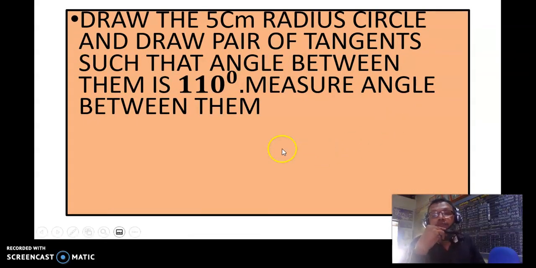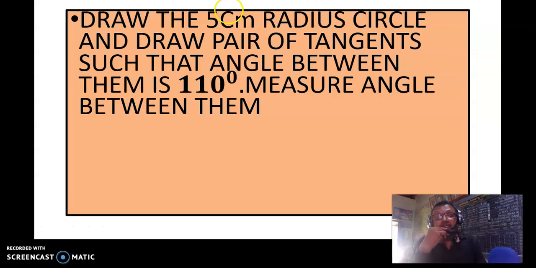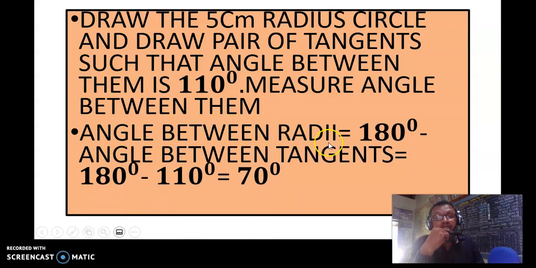Now for another problem, draw a 5 centimeter radius circle and draw a pair of tangents such that the angle between them is 110 degrees. In the previous problem, the angle between the radii is given. Here in this problem, the angle between the tangents is given, and measure the angle between them. So the angle between the radii is 180 minus the angle between the tangents. That means 180 minus 110 degrees is 70 degrees. You have to construct two radii such that the angle between them is 70 degrees.